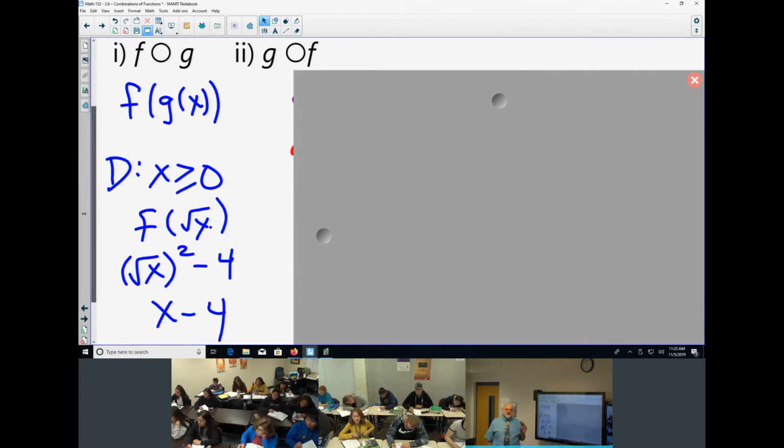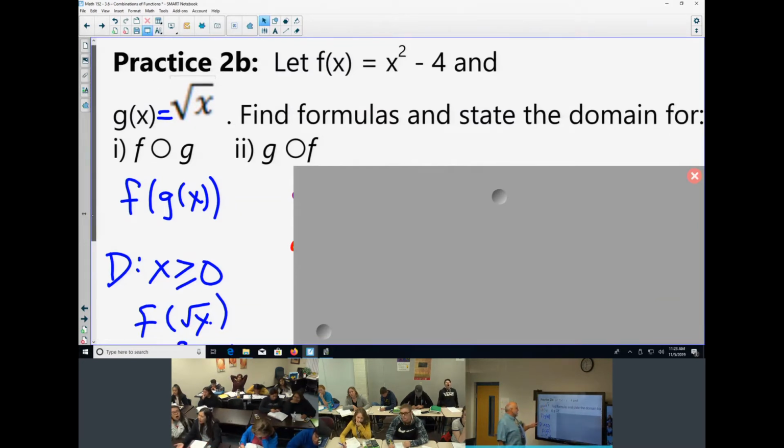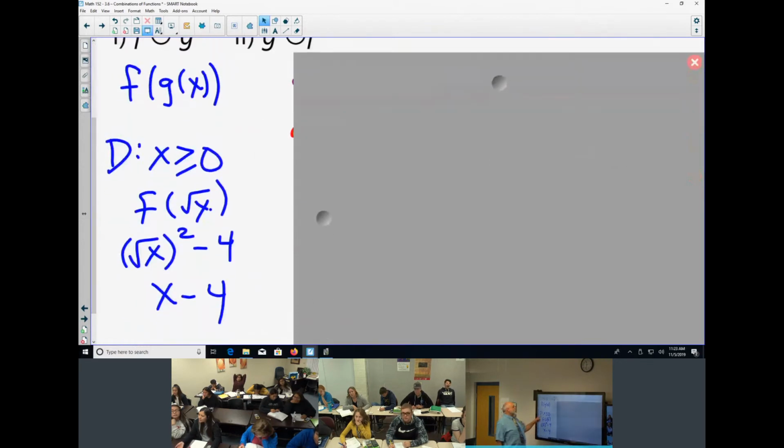But here's the thing that you have to look out for: from the beginning, the g function was the square root of x. So we couldn't plug in any negatives to begin with. If we can't plug in any negatives to begin with, that means my composition isn't going to have any negatives. So the domain is going to be all numbers greater than or equal to 0. Because if I can't plug in any numbers to begin with, I'm not going to be able to plug in any to the composition. Okay?